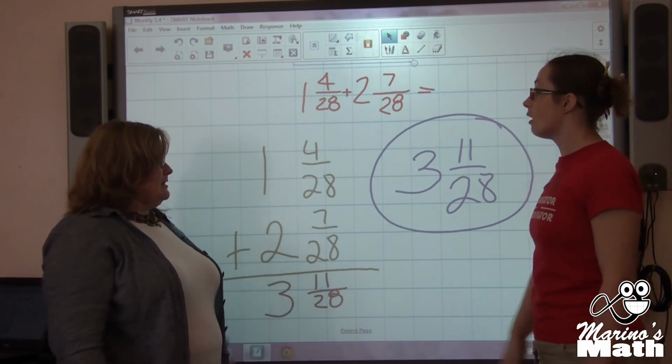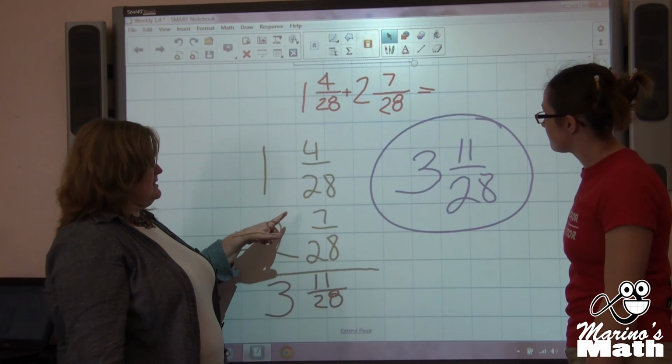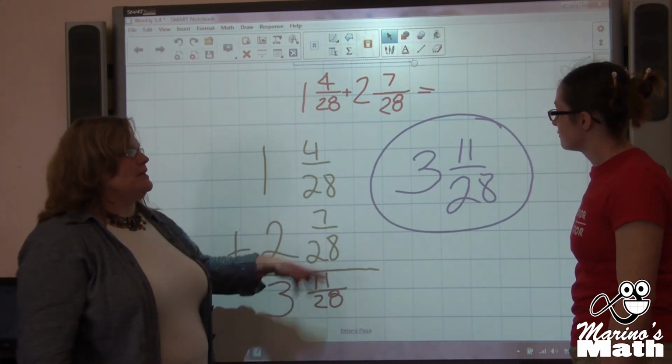I think your method worked better, because otherwise we would have been getting 56 plus 7. The big number problem would have been even worse with 28.